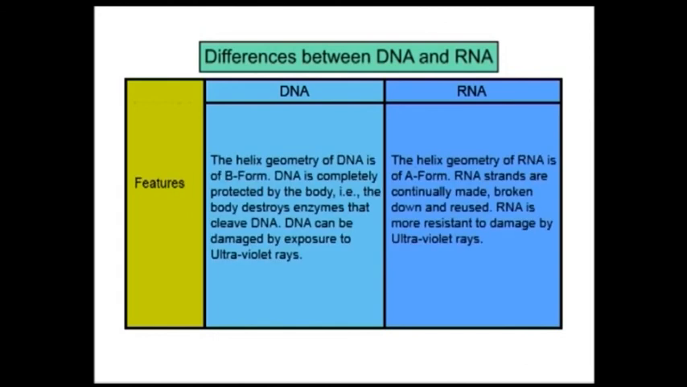DNA is completely protected by the body, that is, the body destroys enzymes that cleave DNA. DNA can be damaged by exposure to ultraviolet rays, whereas the RNA helix geometry is of A form. RNA strands are continually made, broken down and reused. RNA is more resistant to damage by ultraviolet rays.